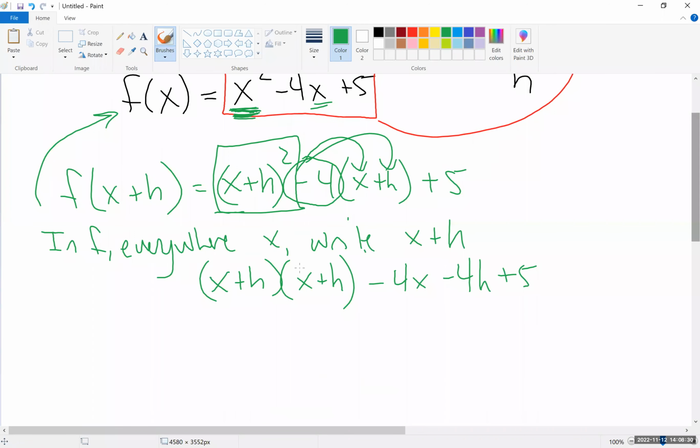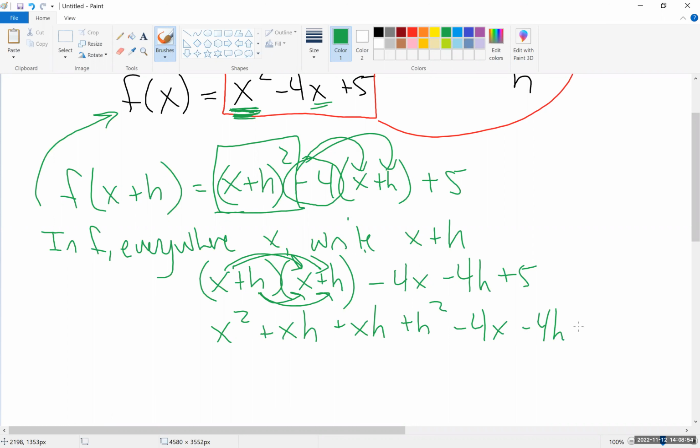Lots of simplifying. We're going to have x times x and x times h. x times x is x squared. x times h is xh. h times x is also xh. It doesn't matter the order that you write your multiplication. And then h times h is h squared. The rest of it has no like terms, so it's minus 4x minus 4h plus 5.